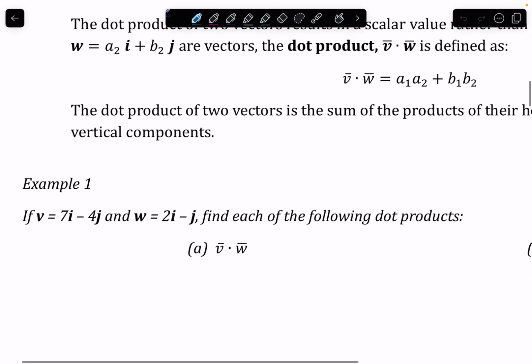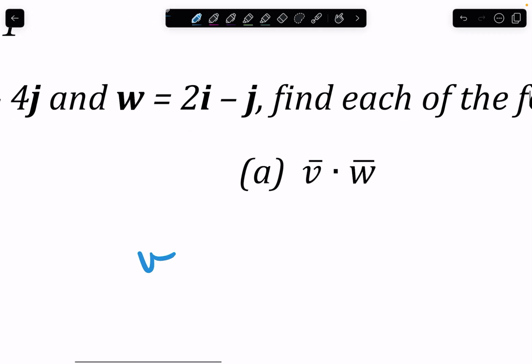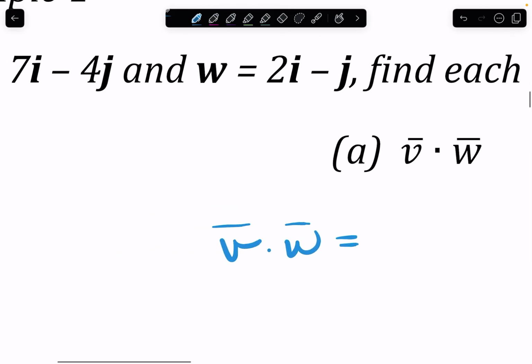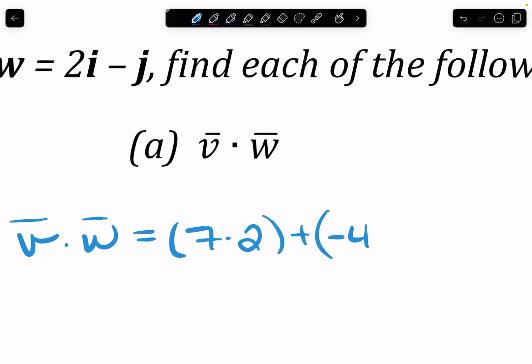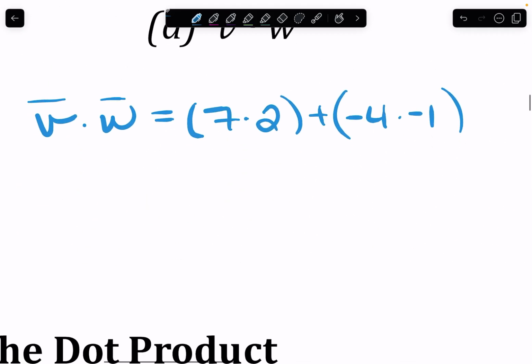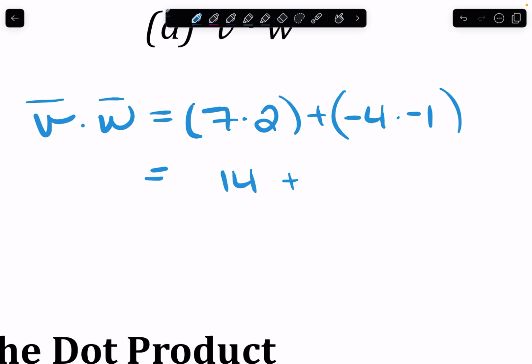So if v equals 7i minus 4j and w equals 2i minus j, find each of the following dot products. So first one we're looking for is the dot product between v and w. So remember, this is going to result in a scalar value because it's two products being added together. So that is going to be v dot w. Product of the i component, so that would be 7 times 2, plus the product of the j components, -4 times -1. So 7 times 2 is 14, -4 times -1 is 4, 18.